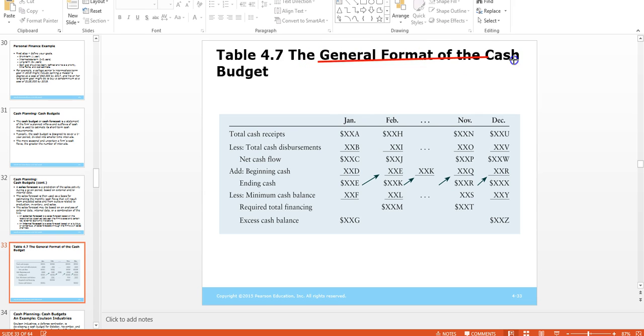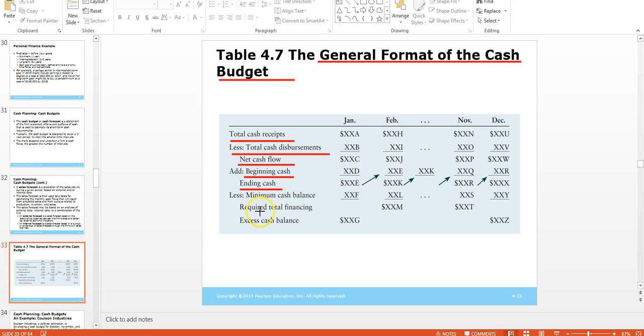This is the general format of the cash budget. Okay? And again, I'm going to stop after about 15 minutes because they get too long. But here's my total cash receipts. That's the money I bring in, everybody, right? Receipts. Here's what I pay out in disbursements. I subtract that, and I get my net cash flow. Now, if I have any beginning cash before I started bringing in my receipts, I put that there, right? And I end up with my ending cash.